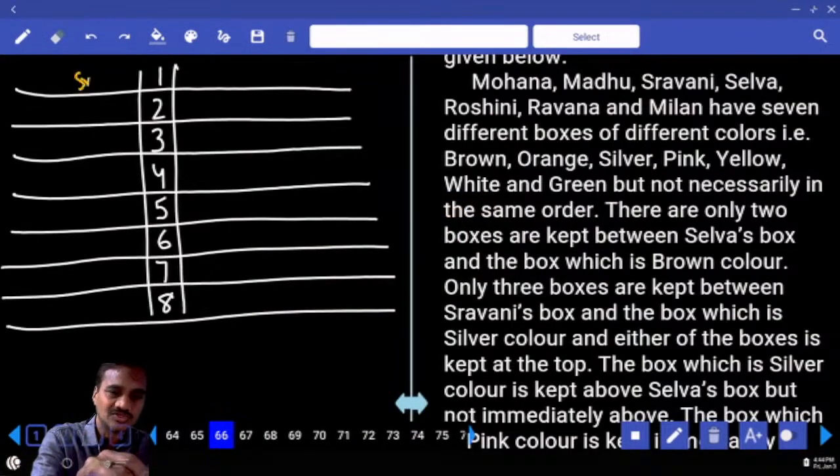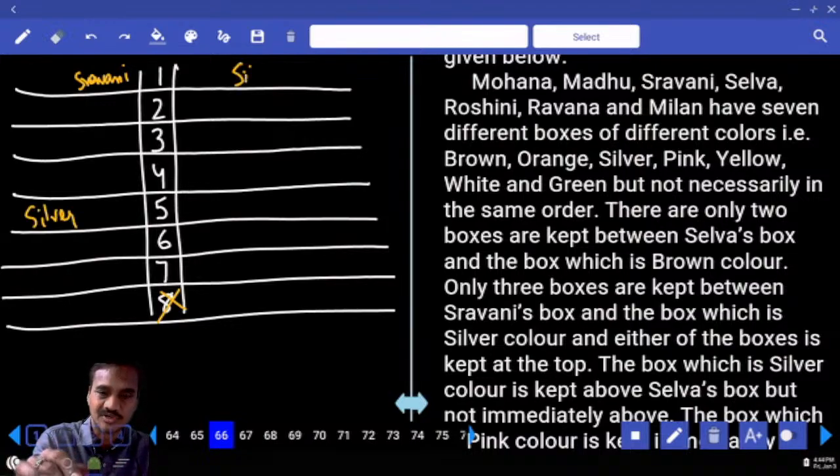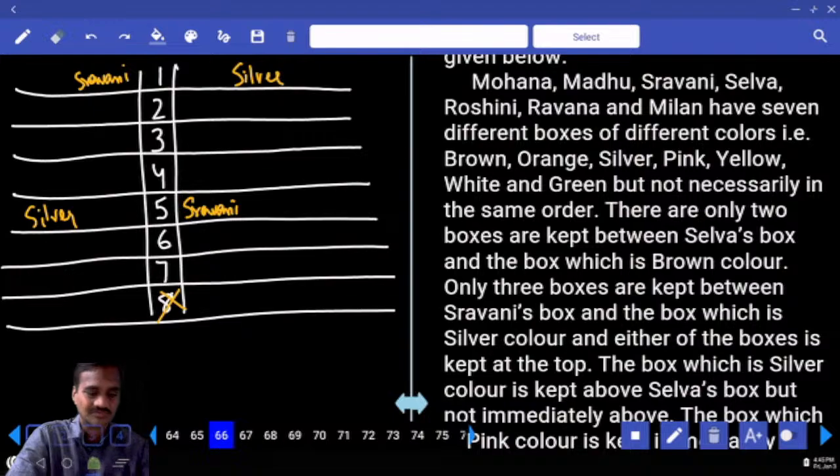Now if Shravani is here, the silver box must be at position 7. Or if this is the silver box, then Shravani must be here. And so how many possibilities do we have? There are 2 possibilities as of now.